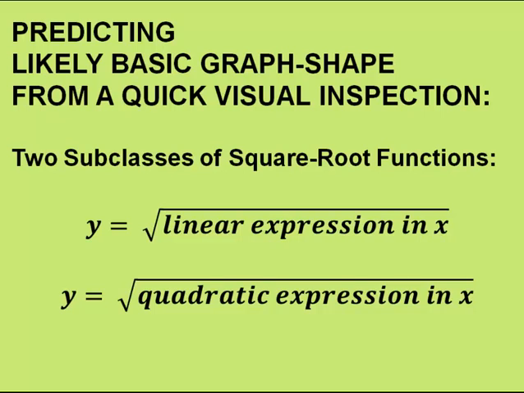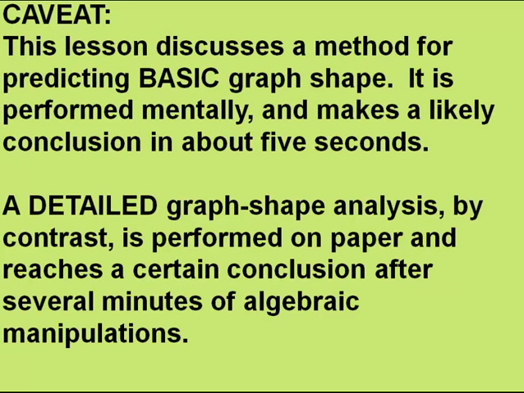Predicting likely basic graph shape from a quick visual inspection. Two subclasses of square root functions, one being y equals the square root of a linear expression in x, and the second being y equals the square root of a quadratic expression in x.